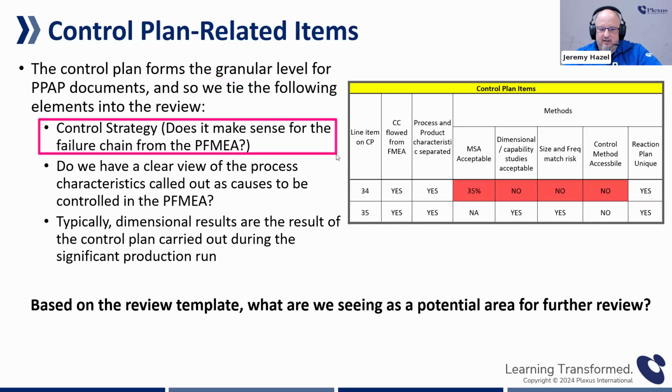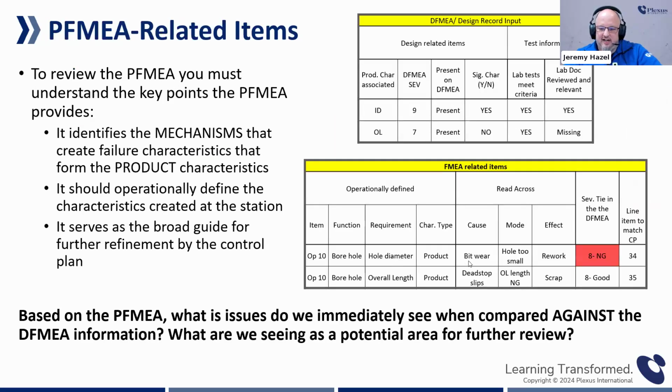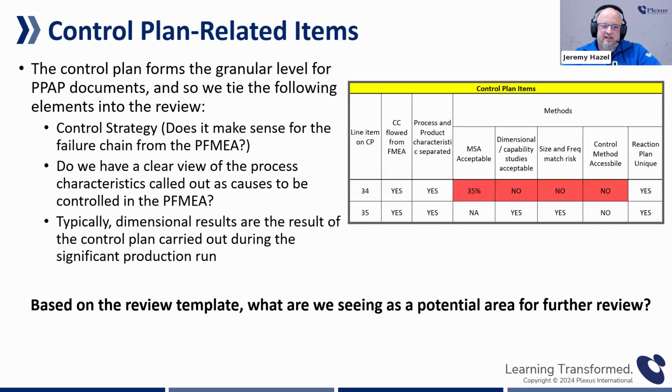So the control strategy, when I know the failure chain, which is back here in my linear analysis, and I know the bit wears leading to the hole being too small, when I look at their control strategy, I'm just saying, does the sample size and frequency match the risk? Let me give you an example of where that might not happen. Let's say that bit wear is the cause that we're trying to look at. And the bit wears maybe every 10,000 parts. But in high volume manufacturing, you may be measuring every 15,000 parts. At that point, the sample size and the frequency to detect that particular failure cause does not make sense.